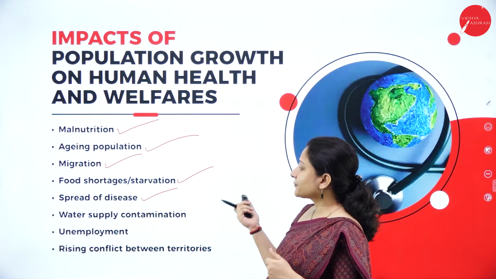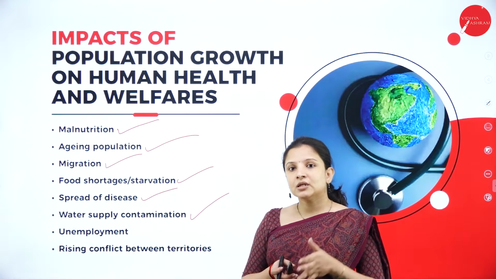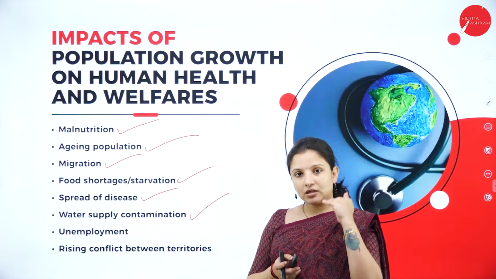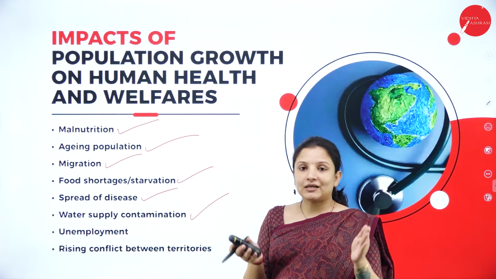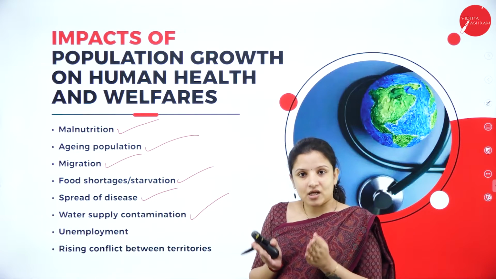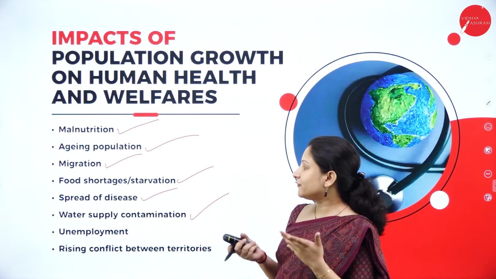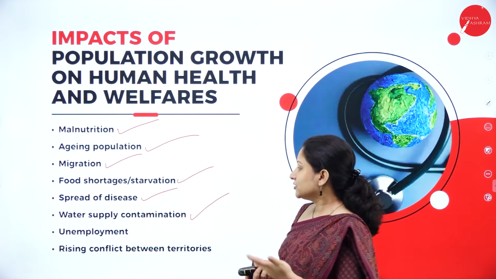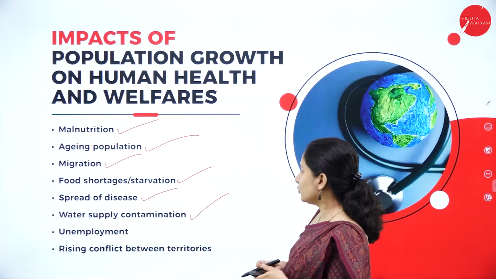And not just that, it will cause water supply contamination. What happens? The fresh water level will come down. There will be scarcity of water. Therefore, the contamination of water is high. As and when the water scarcity occurs, the contamination of water is very, very high because the flow of water would have been reduced. So it will cause water supply contamination as well.